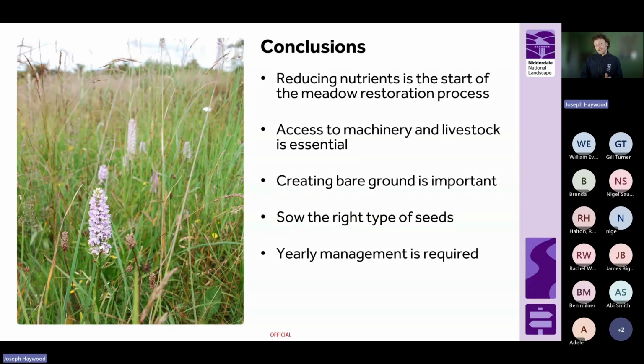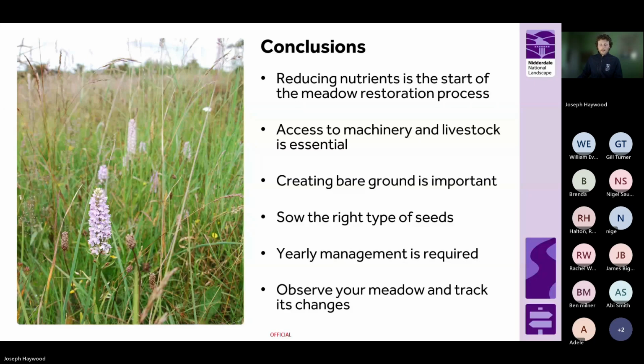If you're a bit more of a lazy conservationist, I'd plant some trees. And observe your meadow, track its changes, see what's working, see what's not working, and change accordingly. It's about continued observation and just enthusiasm, really.